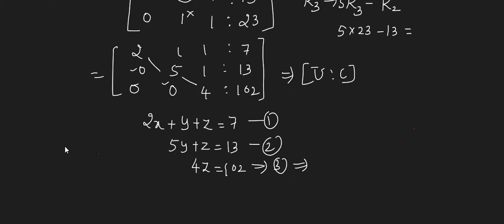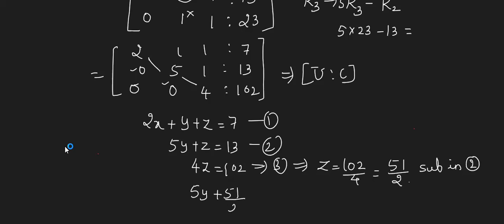From the third equation, what is z? 102 by 4 means at the most we can write it as 51 by 2, correct? Don't write decimals, please. Sometimes they don't permit it, or the decimal will not be 100% right. Some values you have to leave as fractions. Substitute in equation 2: 5y plus 51 by 2 equal to 13. So 5y is equal to 13 minus 51 by 2.